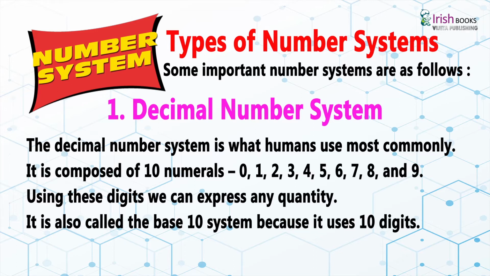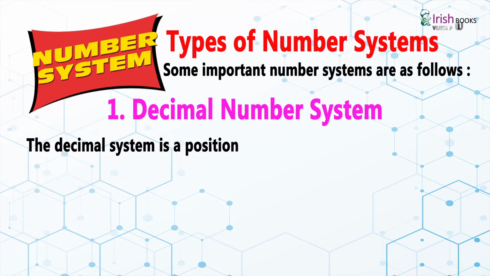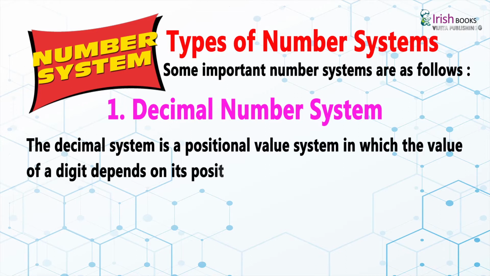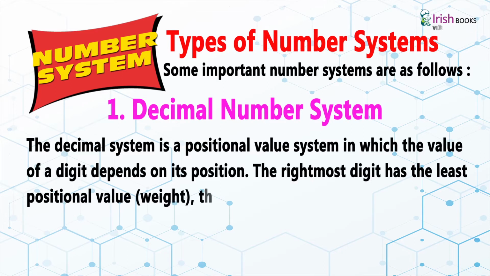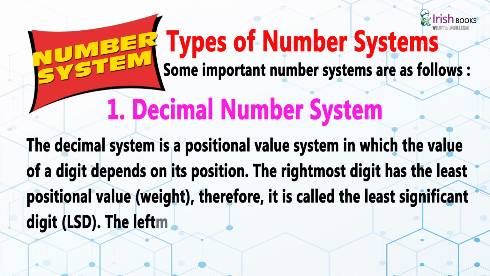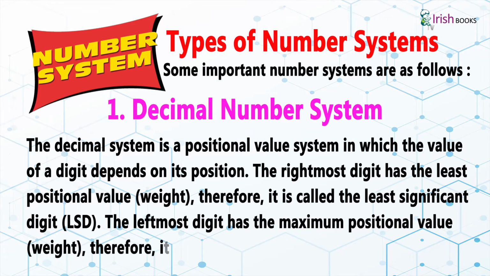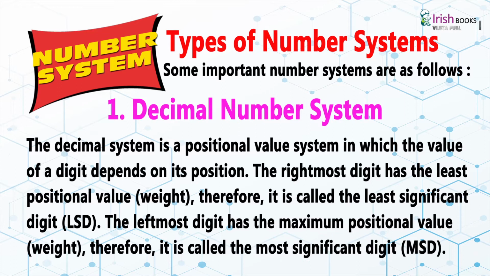10 digits. The decimal system is a positional value system in which the value of a digit depends on its position. The rightmost digit has the least positional value, weight. Therefore, it is called the least significant digit, LSD. The leftmost digit has the maximum positional value, weight. Therefore, it is called the most significant digit, MSD.